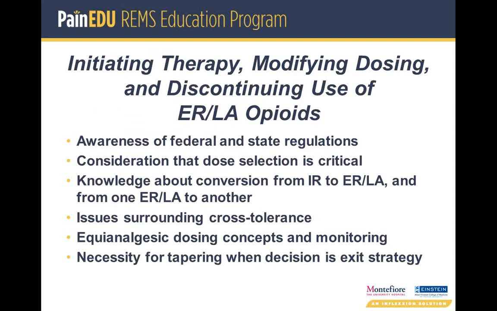With respect to initiating, modifying, discontinuing therapy, the things that the curriculum from the FDA made points to stress were the awareness that every prescriber have of both federal and state regulations. And it's important to note from a state perspective, many states are different from others, particularly with prescription drug monitoring programs, for example. Consideration that dose selection is critical, and when dose selection is made for the ERLA opioids, that equal analgesic dosing concepts be employed, and that there's some framework that people use that's reproducible.